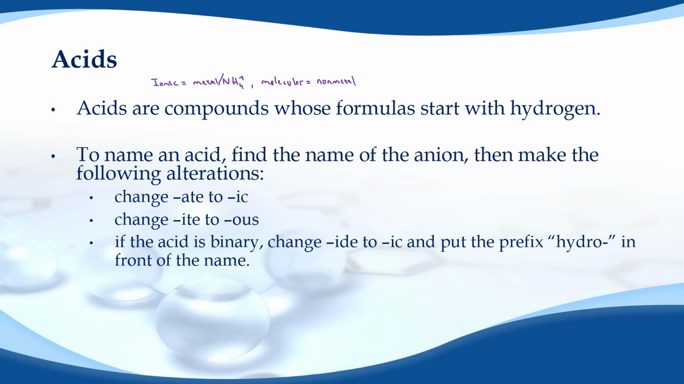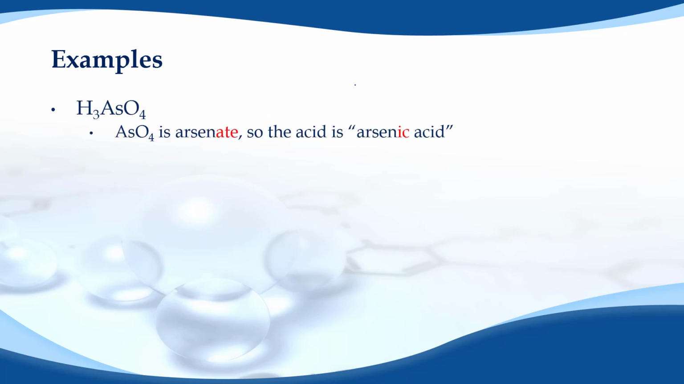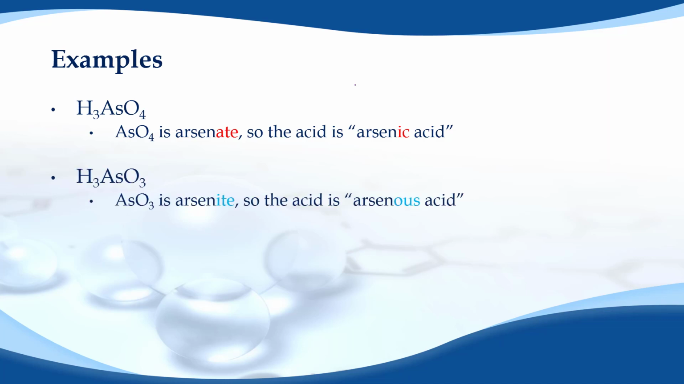Right, so we'll give you a couple of examples of these. We're going to use arsenic. H3AsO4: AsO4 3- is the arsenate ion. So remember, according to our rules, ate becomes ic. So arsenate becomes arsenic acid. AsO3 3- is the arsenite ion. Ites become ous's. So we have arsenous acid.